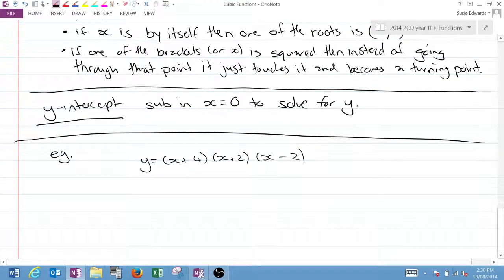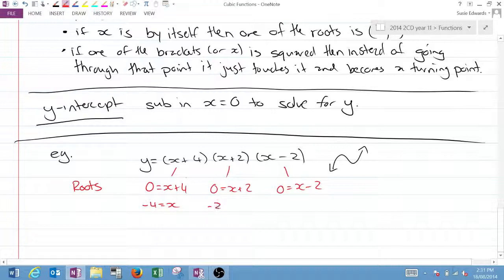So the first thing I do is draw a little sketch which shows a positive line, just so that I remember which way I'm going. I then need to find the roots. To find the roots, we look at each set of brackets and make them equal 0, and then we can solve. Negative 4 equals x. Negative 2 equals x. 2 equals x. And there are the roots.